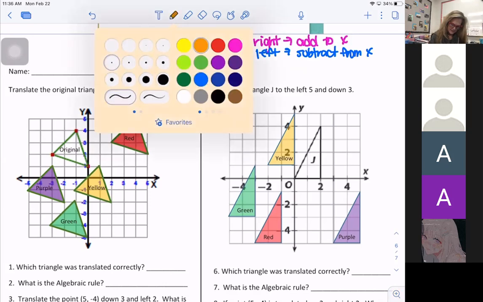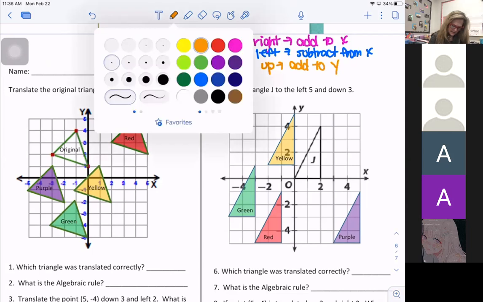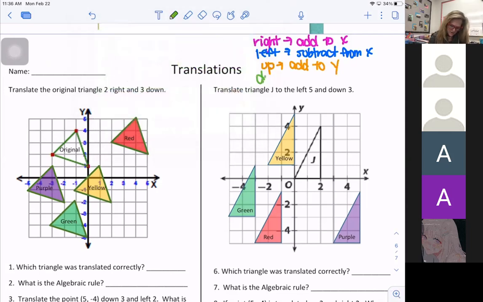If I am moving up, I am adding to y. And if I am moving down, I am subtracting from y. So left, right, x; up, down, y. Left, right, x; up, down, y. I have to pay attention to those words. All right, so let's look at the very first one together.